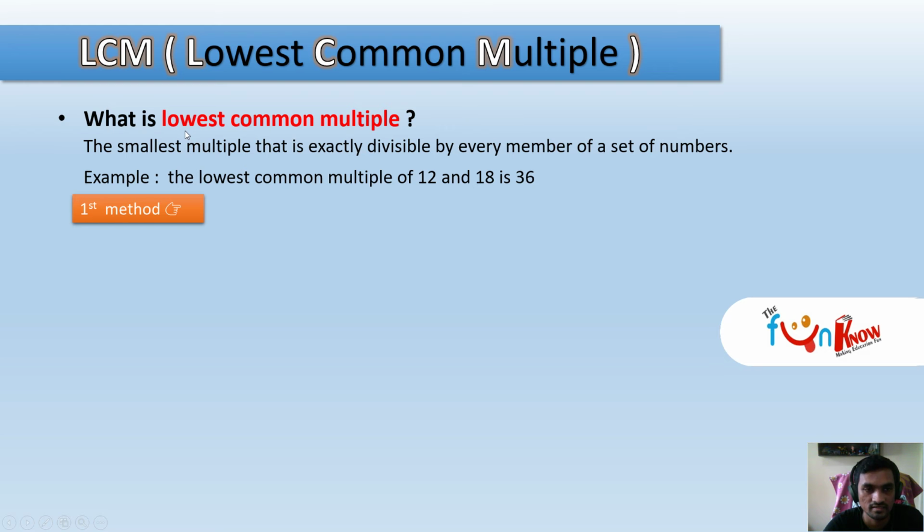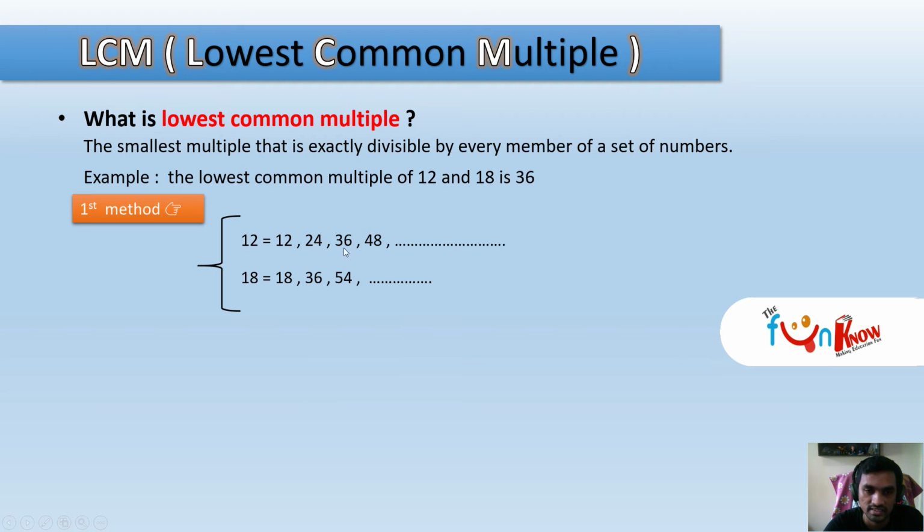To find this lowest common multiple, we use some methods. Let's start with the first method. If you want to find the common multiple of 12 and 18, like in the previous example when we used 4 and 5, we can use that same technique here. We write the tables of 12 and 18: 18 multiplied by 1, 18 multiplied by 2, 18 multiplied by 3, and same here, 12 multiplied by 1, 12 multiplied by 2, and 12 multiplied by 3.